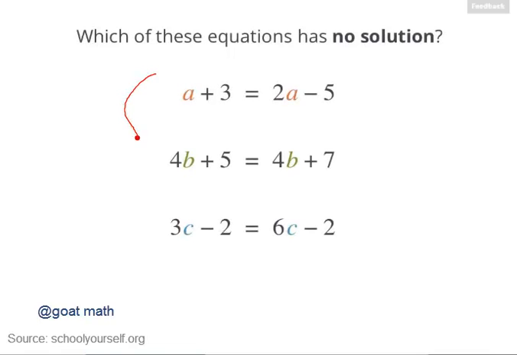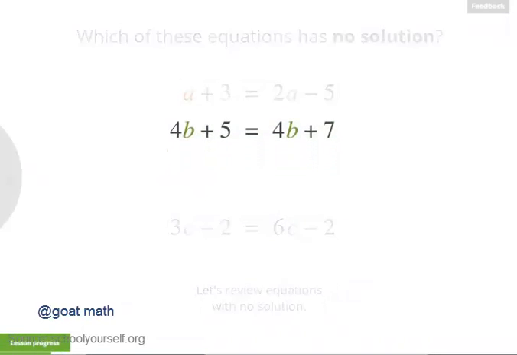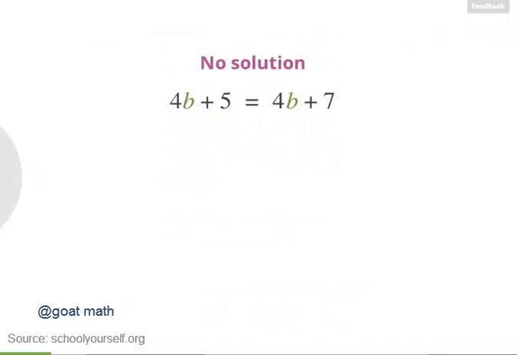To get started, take a look at these three equations. Which of these has no solution? And to review equations with no solution, click down here. Well done! So this equation has no solution. For any value of b that you pick, the right side of the equation is always 2 more than the left side, so these expressions can never have the same value.